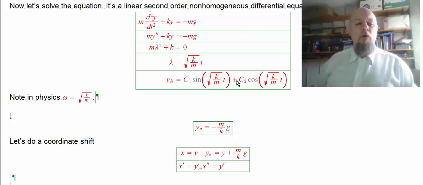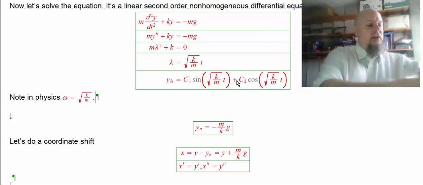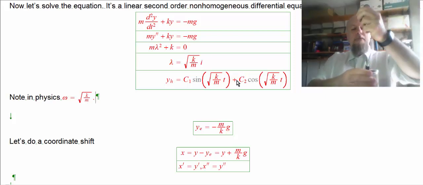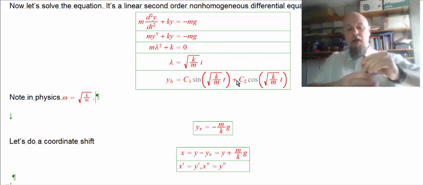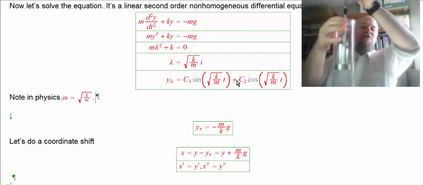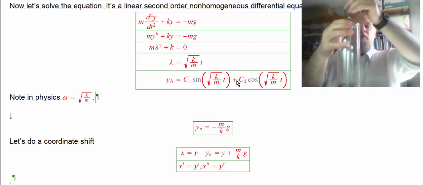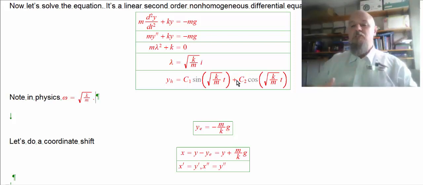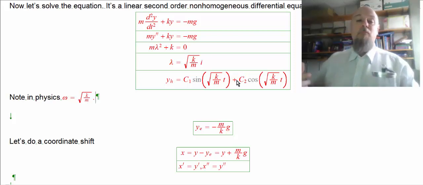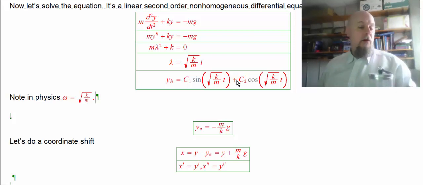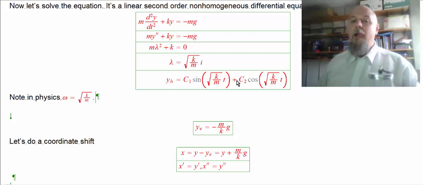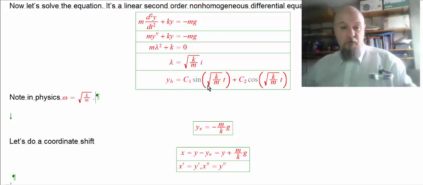I'm going to change my coordinate system. I'm going to change how I'm measuring. Instead of measuring from the length of the unstretched spring, I'm going to measure from equilibrium instead. Now, what is equilibrium? Well, equilibrium means no change. At equilibrium, y prime should be equal to 0 because it's not moving, and y prime would be velocity. If y prime was equal to 0, then y prime prime would be equal to 0.